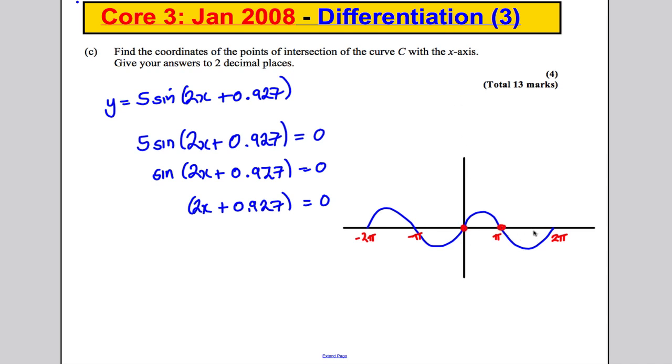Here's going to be another important value, and another, and another, and here too. Also at the end, because we're going to subtract 0.927 from any of our answers, we should probably just extend it a little bit further to consider that, but we know we're not going to have another 0 there. So, what are 2x plus 0.927? It could equal negative 2 pi, it could equal negative pi, it could equal 0, pi, or 2 pi. So to get x from each of these, you subtract 0.927 and then you halve it.